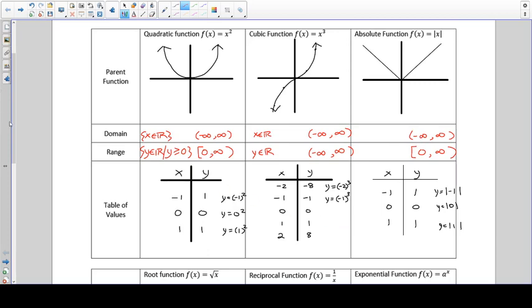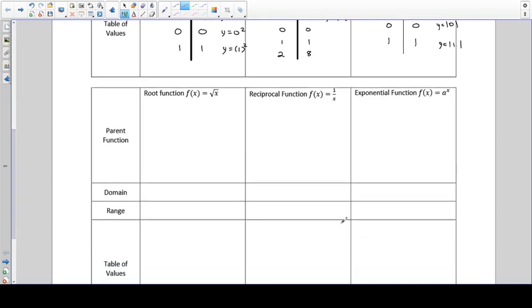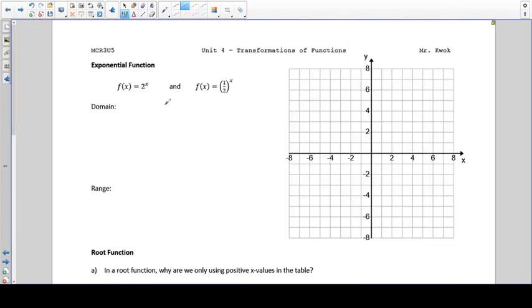All right, so let's move on to these three: the root function, reciprocal function, and exponential function. Now, before I can do these, fill in the blanks over here, let's move on to the next page. So over here we have exponential functions, and I want you guys to sketch the two graphs over here.